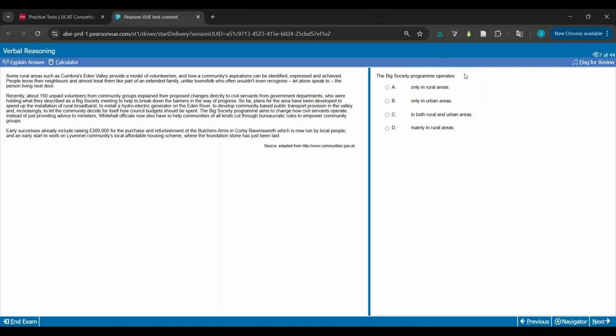Okay, Big Society program operates... So this is where the knowledge comes in and you've got to keep ideas in your head. I remember it said around here, help communities of all kinds. So I would say C is the answer, both rural and urban. Aims to give volunteers a chance to receive detailed factual information about proposals and costs, get directly involved in taking decisions and running projects. I think this is probably going to be the answer. State any objections they have, suggest alternative policy. I mean, none of these really make sense, right?